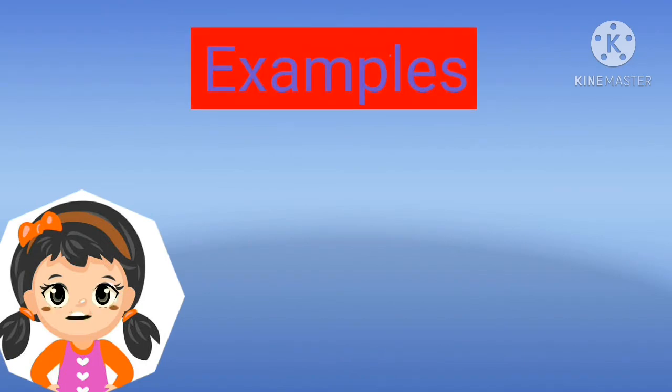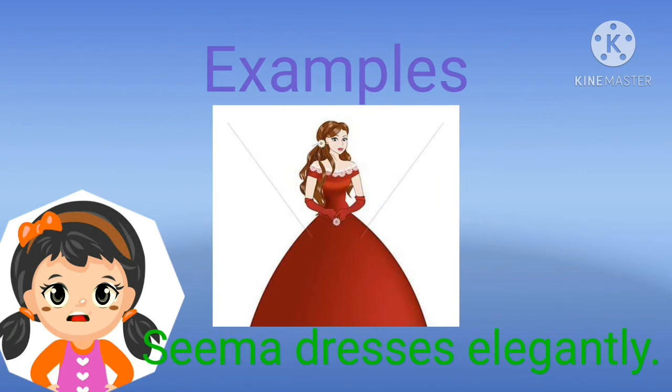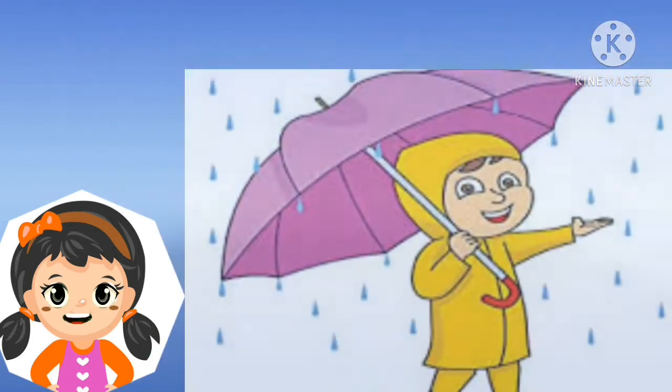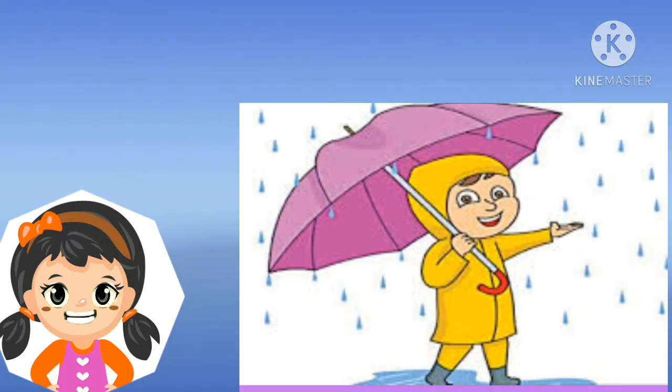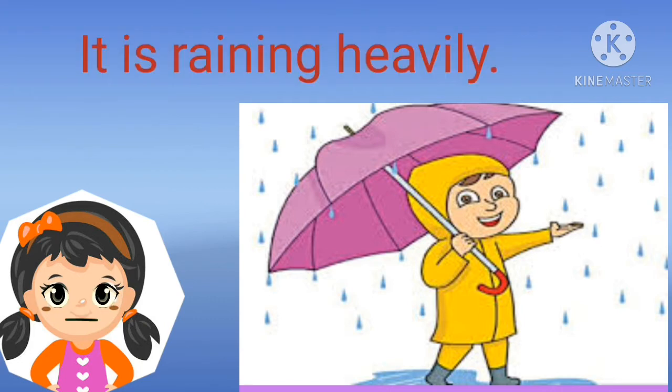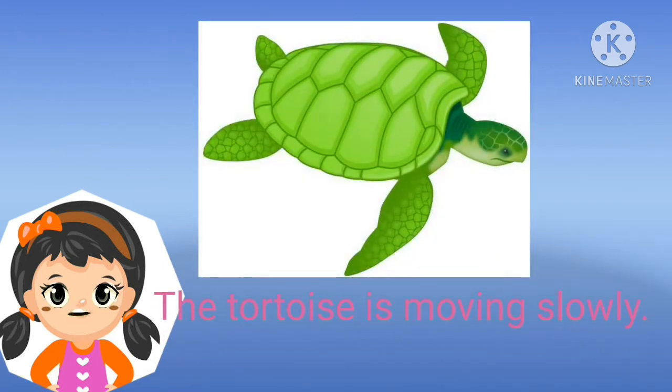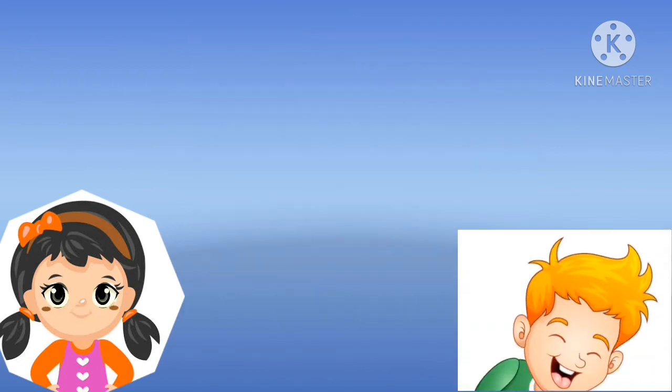Let's take some examples. The first one, Seema dresses elegantly. In this, dresses is the verb and the word elegantly talks more about the verb dresses. So elegantly is an adverb. The next one, it is raining heavily. In this, raining is the verb and the word heavily talks more about the verb raining. So heavily is an adverb. The next example is the tortoise is moving slowly. In this, the word moving is the verb and slowly describes more about the verb. So slowly is an adverb.